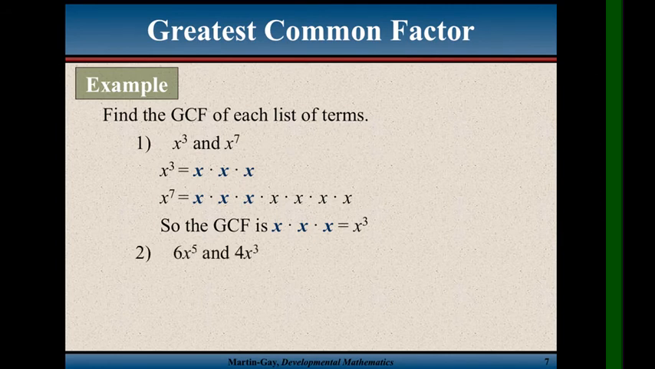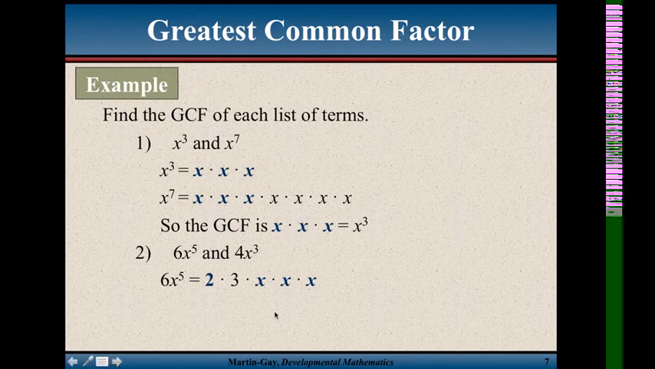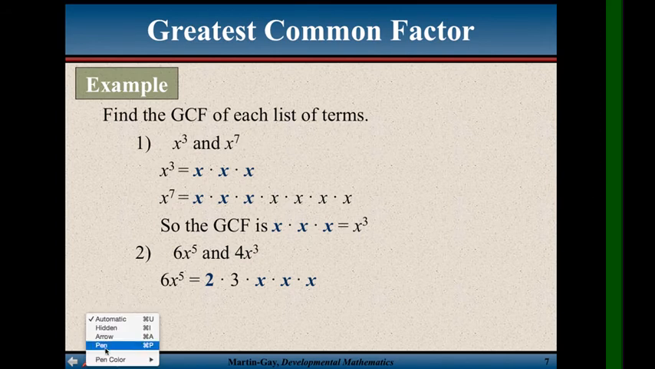Then 6x raised to 5 and 4x raised to 3. So we have two numbers now. And for x raised to 5 and x cubed, obviously the smallest exponent will be our GCF. But for 6 and 4, what do you think is the GCF? So let's see. For 6 and 4, we have 6x raised to 5. Okay, something is wrong here. There is a missing number, no?